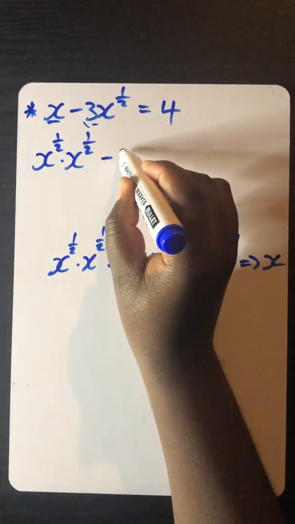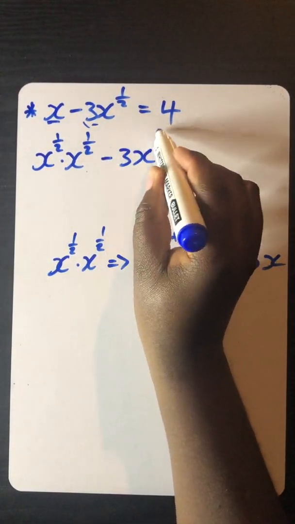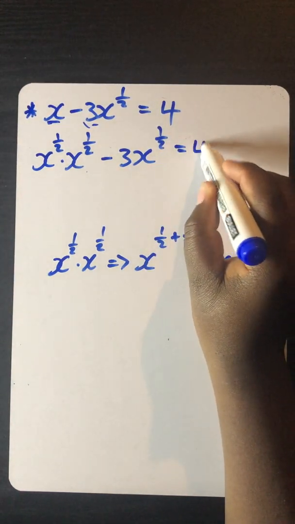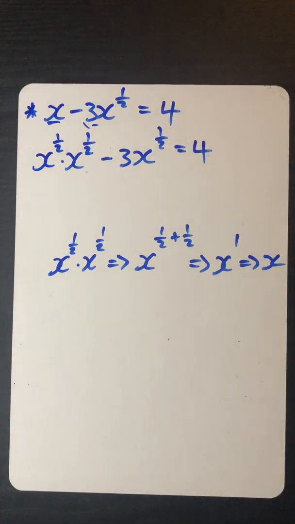Then you can say minus 3x to the exponent half. This is equal to 4.